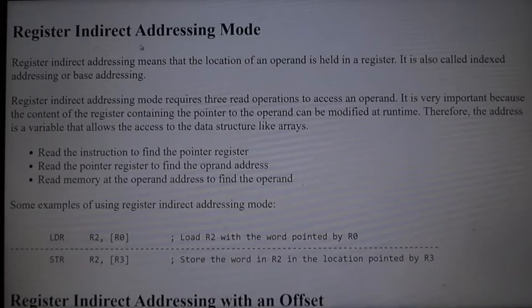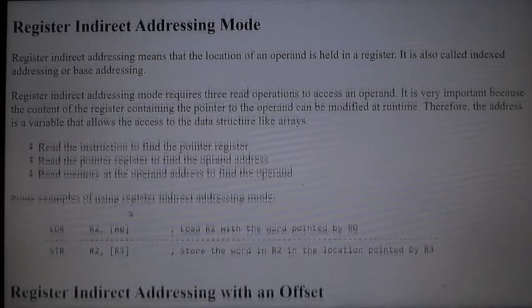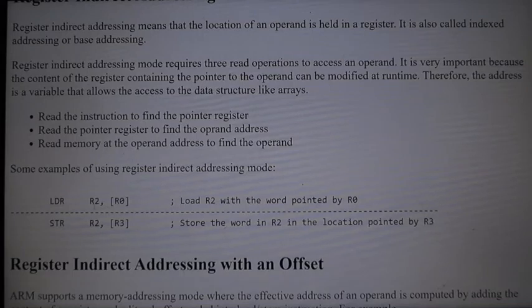So register indirect addressing mode. We read the instruction to find the pointer register, read the pointer register to find the operand address, then read memory to find the operand. An example of this is LDR R2, [R0]. This says load R2 with the word pointed to by R0, and then, in a similar fashion, store the word in R2 into the location pointed to by R3.